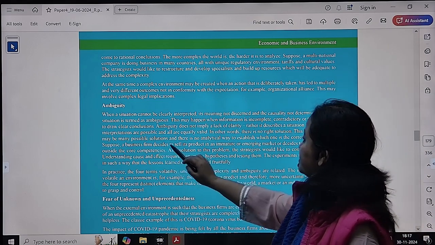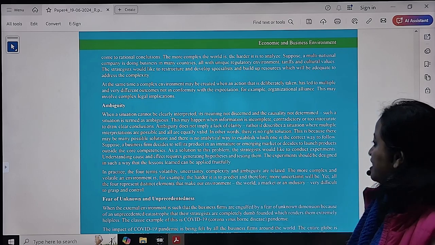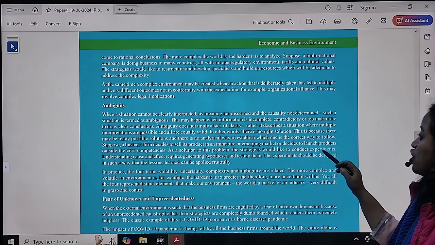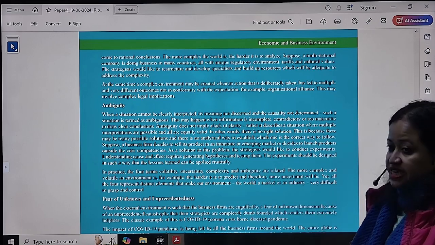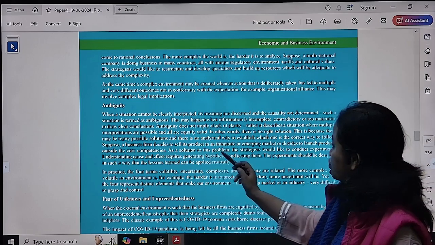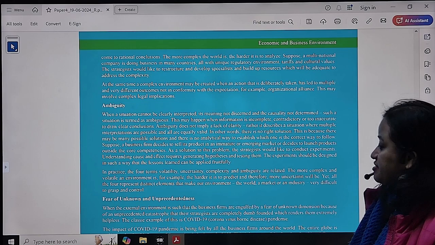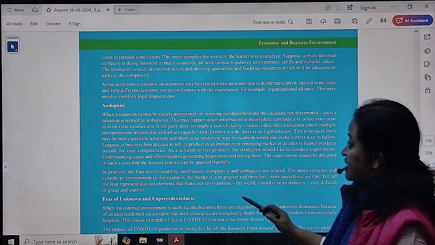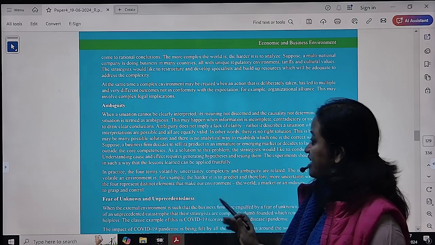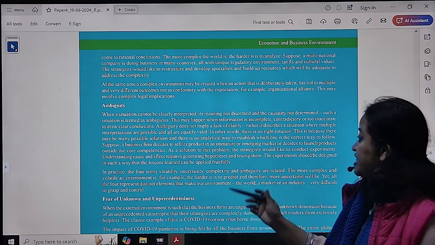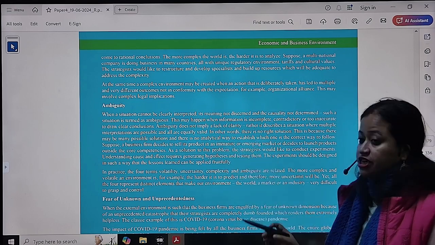Suppose a business firm decides to sell its product in an immature or emerging market, or decides to launch products outside the core competencies. As a solution to this problem, the strategists would like to conduct experiment. Okay? So इसमें क्या बोला है? What is the example here is like the business firm decides to sell their product. Where to sell their product? In an immature emerging market.